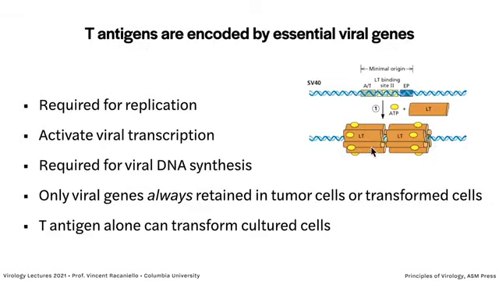And these are essential genes, of course. The encoding genes are required for replication. They activate transcription. They're needed for viral DNA synthesis. We've talked about these for SV40 and adenovirus in terms of these functions. And these, as I've said, are the only genes that are always retained in tumor cells or transformed cells. So you find T antigen proteins in tumors and transformed cells. The T antigen genes are the only viral genes that you can find in these tumor cells. Everything else is gone. And in fact, subsequently, people found that T antigen alone can transform cultured cells.